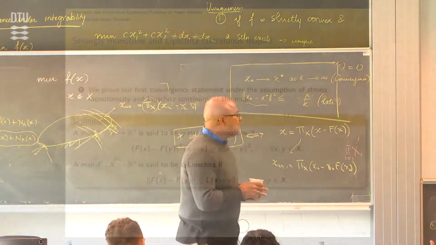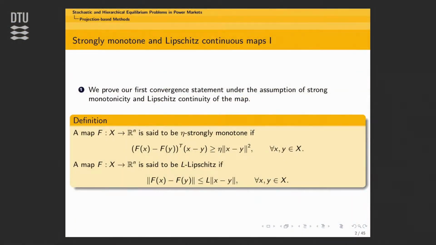The first statement requires that the map be strongly monotone and L-Lipschitz. So what is a strongly monotone map? We've talked about it before. For all x and y in X, F(x) minus F(y) transpose (x minus y) is greater than eta times the norm of x minus y, squared. This is the strong monotonicity property. And if eta is 0, then you just have monotonicity.